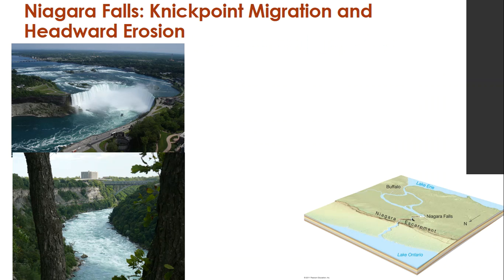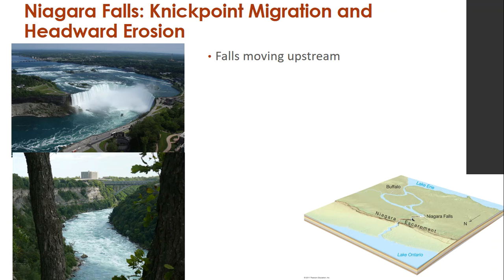So again, Niagara Falls. You can see Knick Point migration and headward erosion with Niagara Falls. Niagara Falls used to be much farther downstream, but this area is constantly eroding away. So right now here is the Niagara Escarpment, which has pushed back. The falls are about here now. The falls will eventually get all the way back into Lake Erie and then disappear.